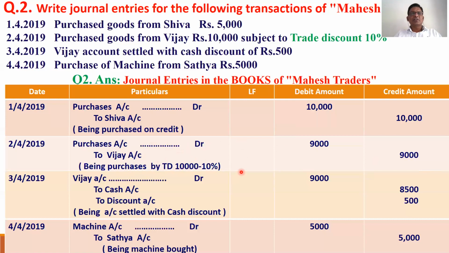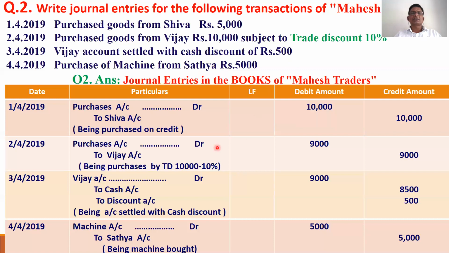Now we come to cash discount. The discount which is given to settle an account is called a cash discount. Here we are due to Vijay 9,000. We have to pay Vijay 9,000. But here the Vijay account is settled with a cash discount of 500. We are paying only 8,500 to Vijay, and Vijay is giving 500. The actual amount due to Vijay is 9,000, but we are paying 8,500 because Vijay has given a discount.